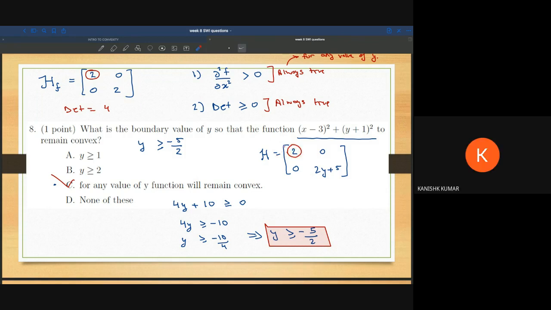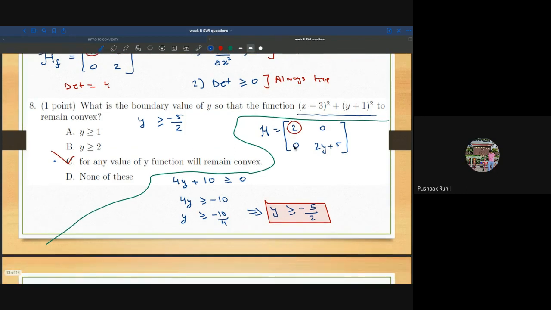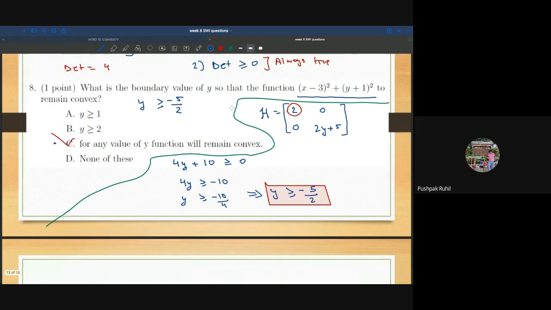So how do we get this 2y plus 5? I'm taking a random Hessian matrix. I don't have the function available for it. Let's say there is some function for which you get this particular Hessian matrix. This is a separate question, not related to the question that was there. I was just taking an arbitrary example.